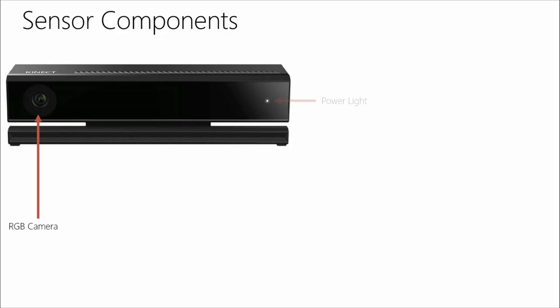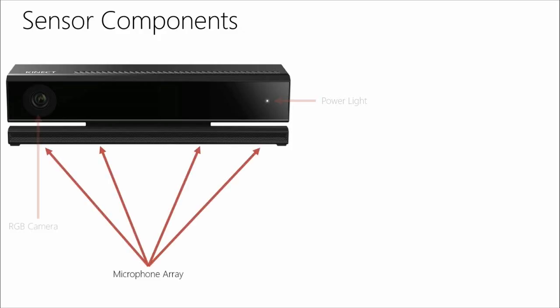So that's the power light. The RGB camera, the color camera, is there on the left. We have the 4 microphones there. Don't take these arrows as indicative of the exact placement of those microphones. I'm just trying to show that that's where they are in that microphone bar.